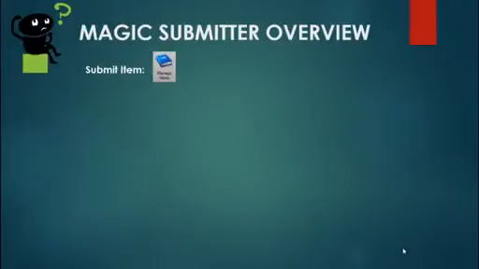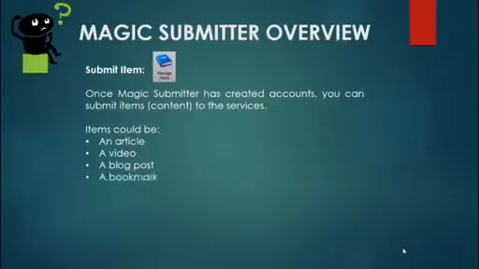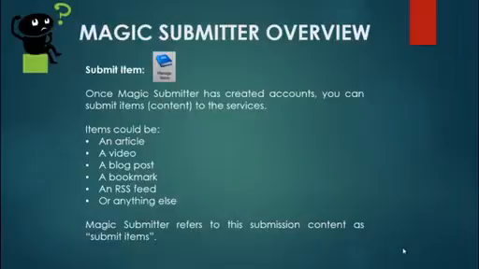Next is submit items. It's a blue book icon with manage items written underneath it. Once Magic Submitter has created accounts, you can submit items to the services. Items could be an article, a video, a blog post, a bookmark, an RSS feed, or anything else. Magic Submitter refers to this submission content as submit items.